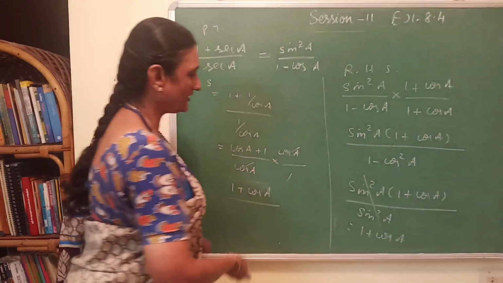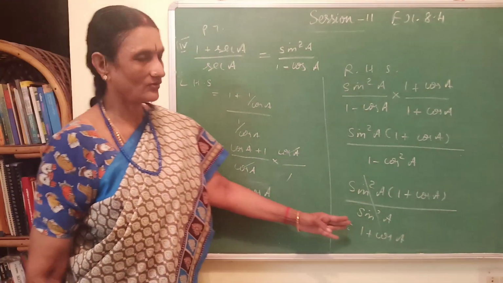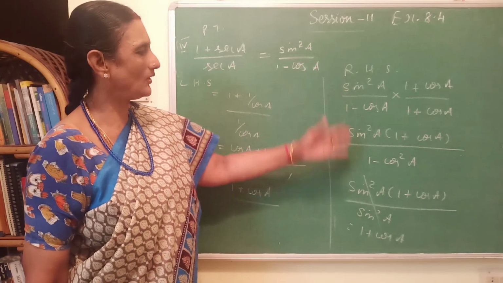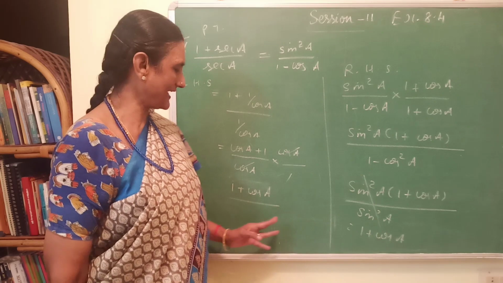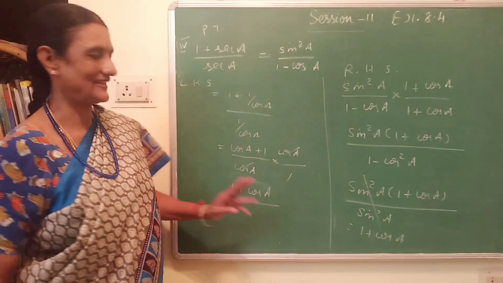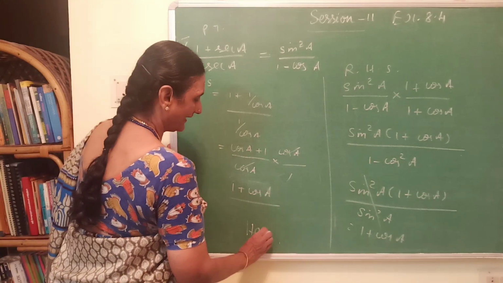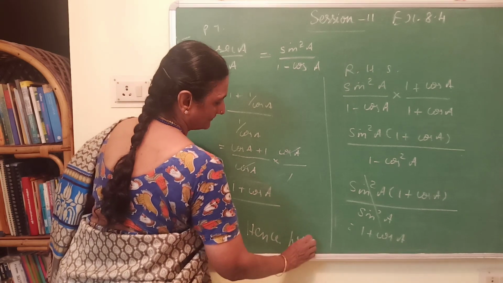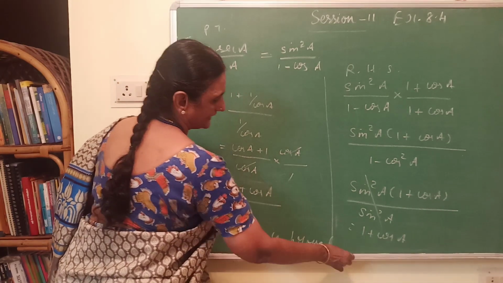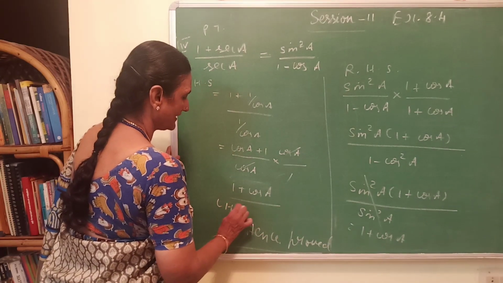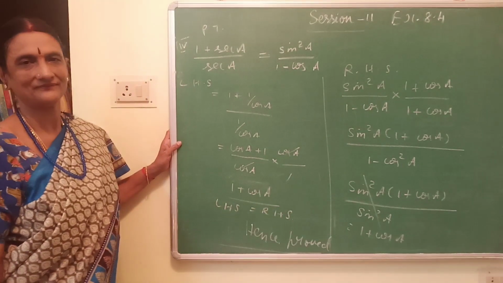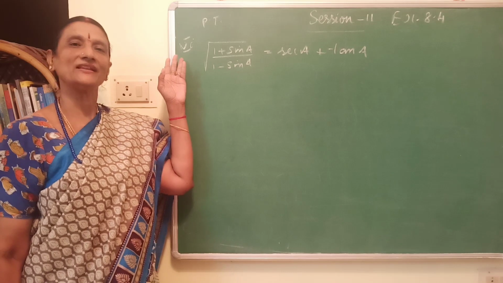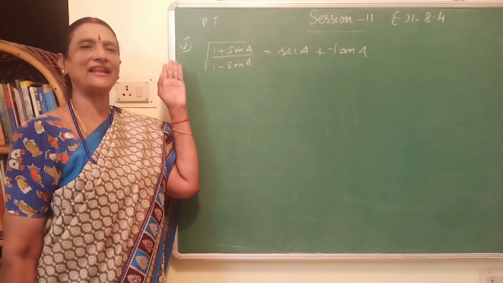Now look at the LHS. Look at the RHS. Both have been simplified and in both we have got the same term, 1 plus cos A. Therefore we can write, hence proved. LHS equal to RHS. Hence the result is proved. We'll move on to the sixth sum. Fifth sum we'll do in the next session.